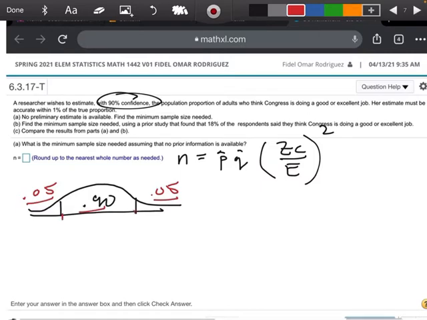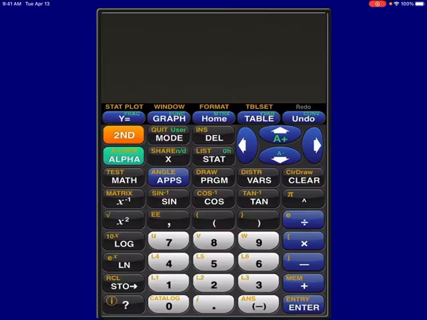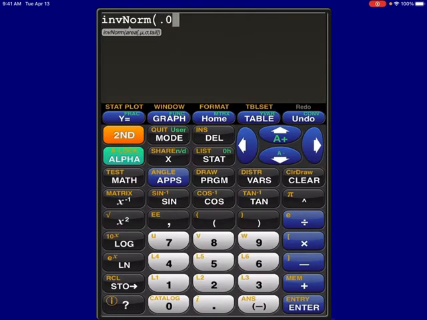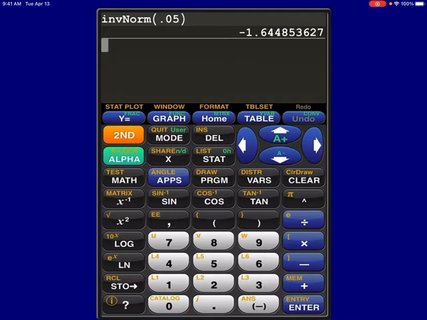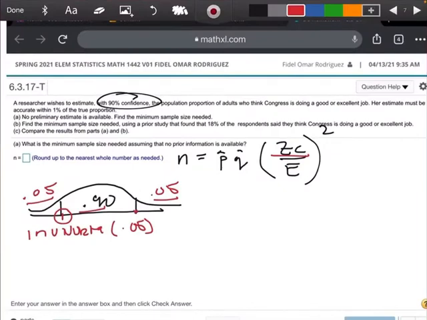So the way I'm going to find these critical values is I'm going to use my inverse norm feature on my calculator. I'm going to type in 0.05, and that'll give me the negative value. I really want the positive one because that's what I have here, though. Okay, so let's do that on the calculator. We're going to go second vars, inverse norm of 0.05, and I'm coming up with negative 1.64. So this is a negative 1.64, and this is a positive 1.64.